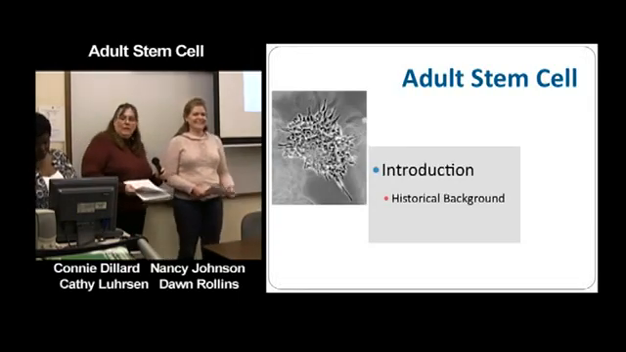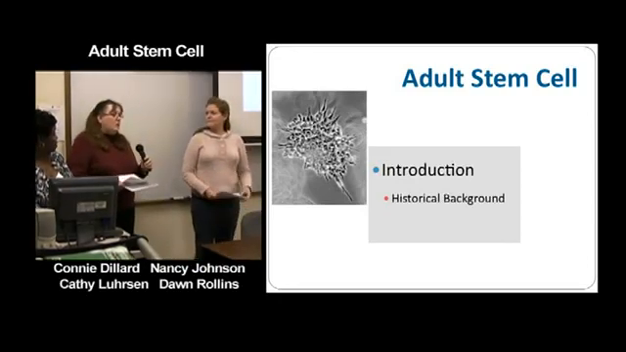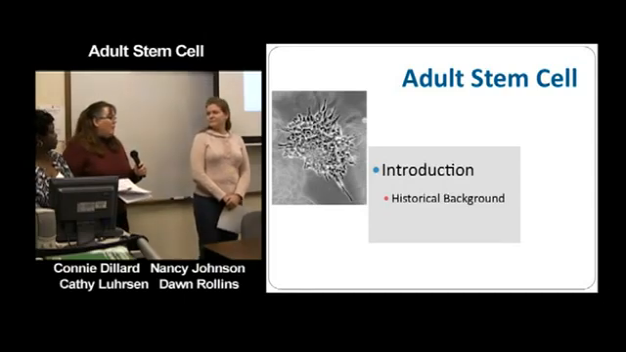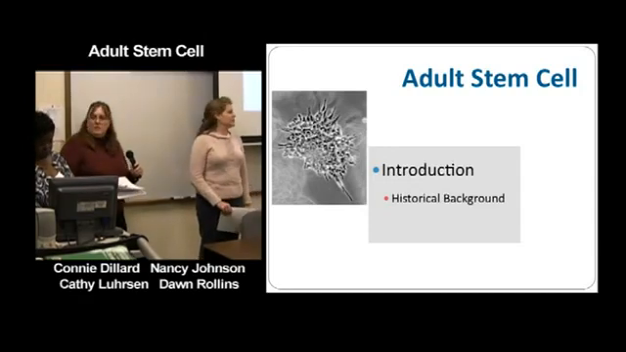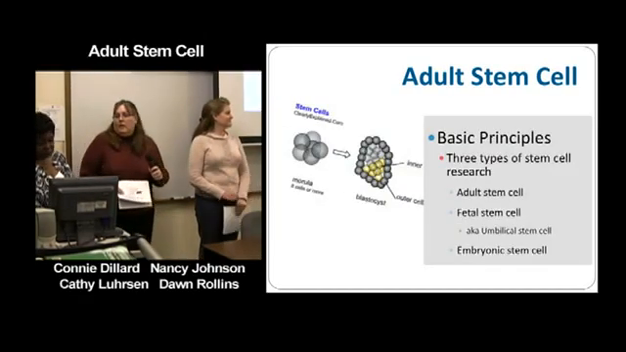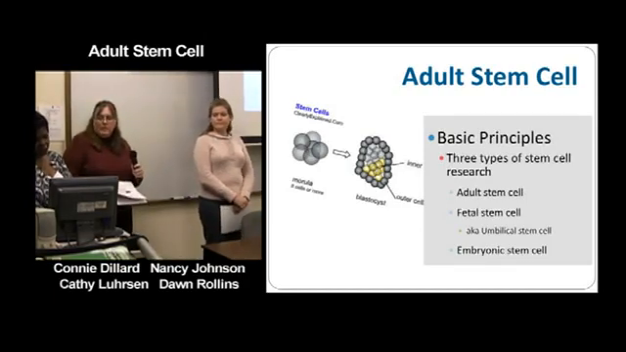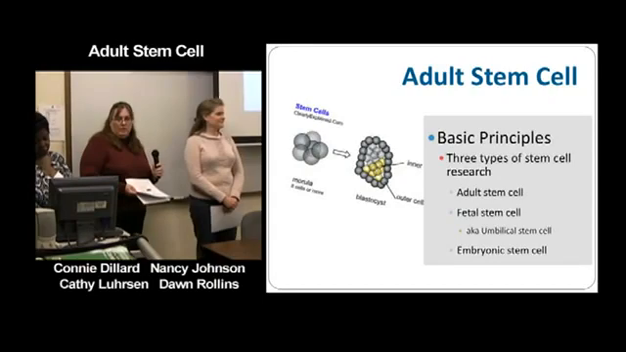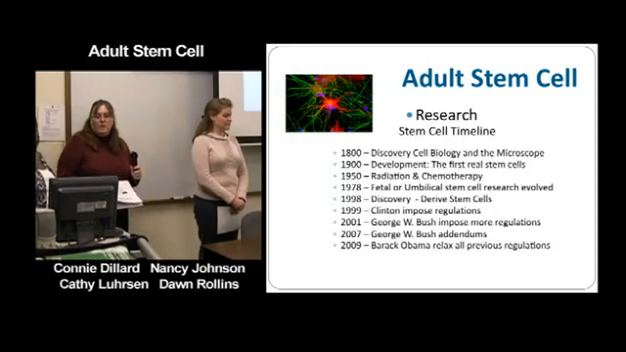And just to give you a historical background on adult stem cells, while our research was specifically targeted towards adult stem cells, it was really hard not to delve into some of the other aspects of stem cell research. So we're going to define all of them for you and let you know the differences between the types of research and the regulations and so forth. The three basic types of stem cell research are adult stem cell, fetal stem cell, also known as umbilical cord stem cell, and then embryonic stem cell research. And we have a timeline that tells you where things started.